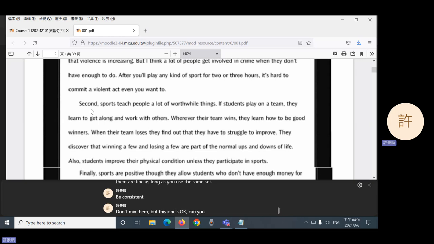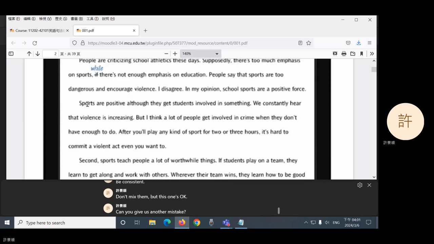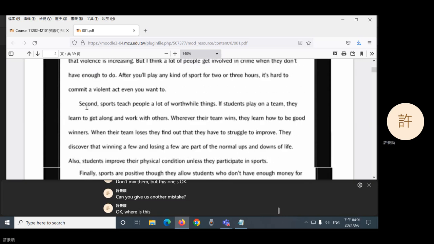Can you give us another mistake? Okay, where is this? Are you talking about this one? Right, so "wherever their team wins, they learn how to be good winners." Correct, this is not about the place, this is about the time: "whenever their team wins." Good. Ye Liang Yi. Hi, can you give us another mistake?